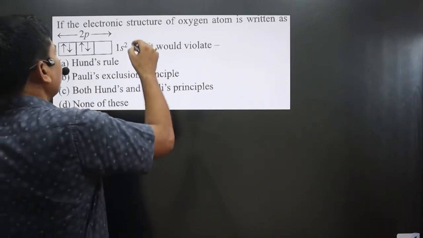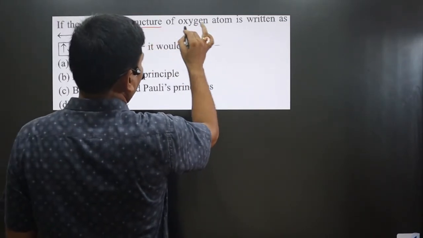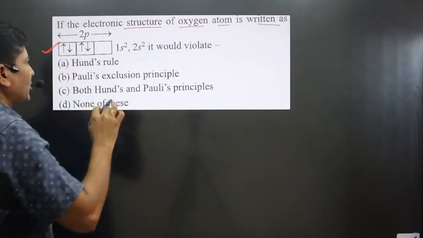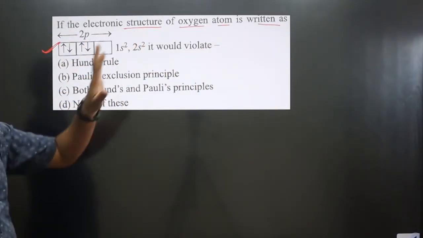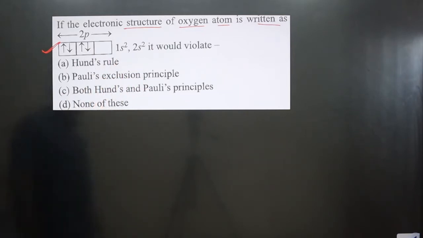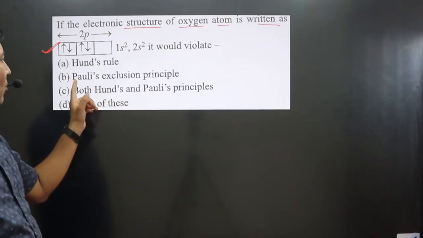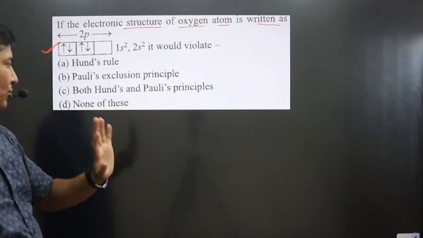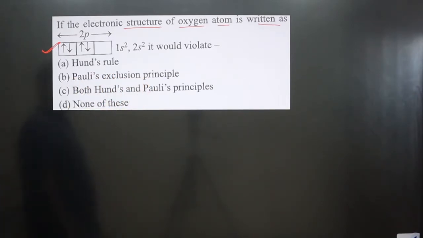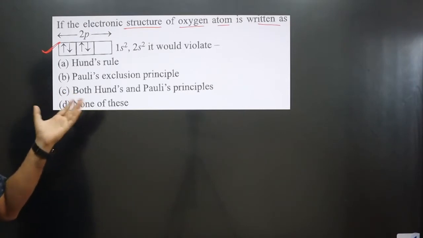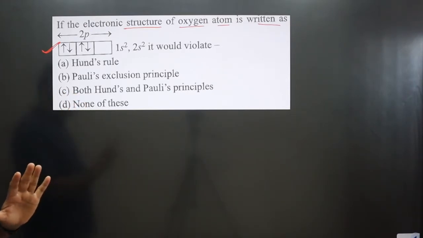The question says: if the electronic structure of the oxygen atom is written as given here in orbital notation, would it violate Hund's rule, the Pauli exclusion principle, both, or none of these? From the orbital notation we can check Hund's rule as well as the Pauli exclusion principle. Pay attention carefully.